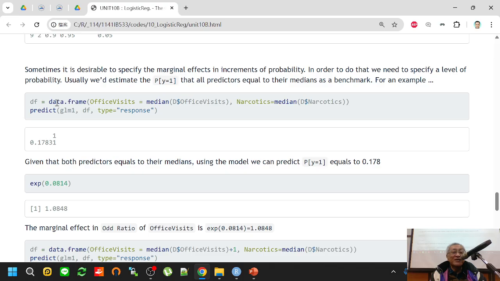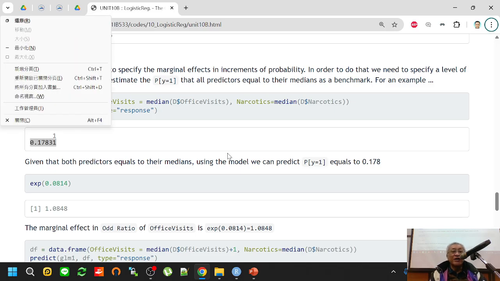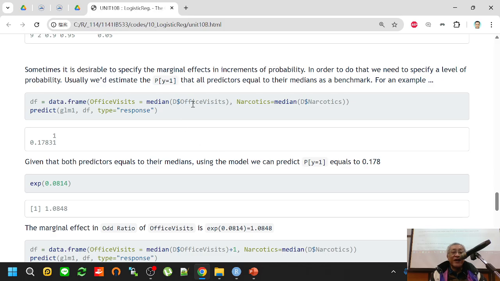So we make a data frame, and in this data frame I put the median of x1 and x2, and I do a prediction. This prediction actually predicts the probability of y equal to 1 when x1 and x2 equal their median.